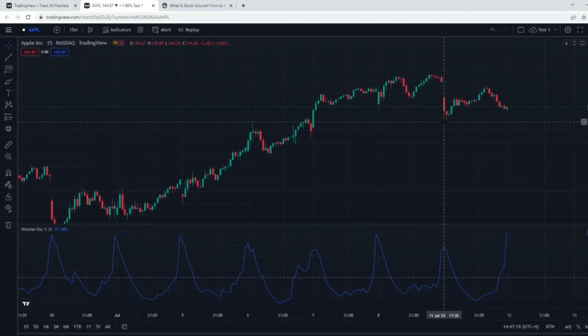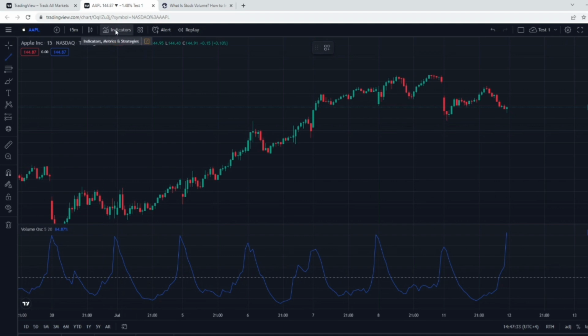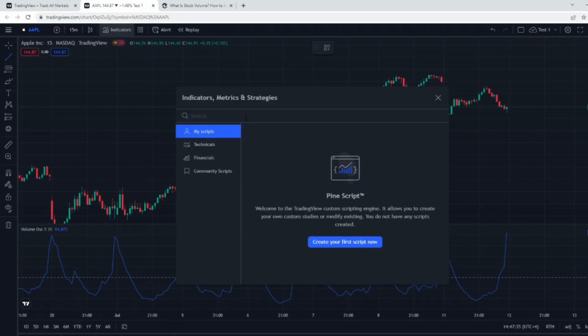So let's do a quick recap. Prices are at the support level, a bullish engulfing pattern formed against that support level, and the volume oscillator is increasing, indicating a strong momentum to the upside. So this is a good opportunity to take a buy position.